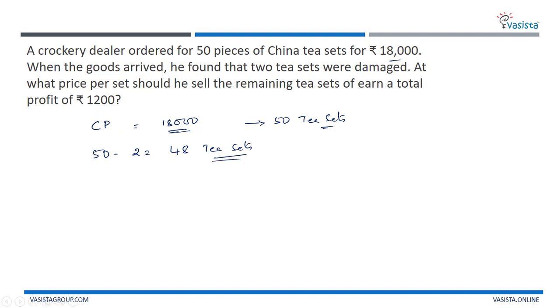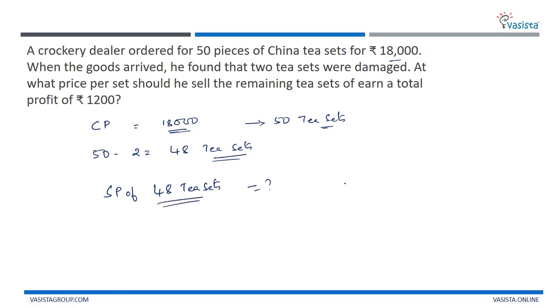At what price per set should he sell the remaining tea sets to earn a total profit of 1,200? Suppose we are supposed to sell it for how much? That is what we are supposed to find now. The selling price of the 48 tea sets, this is what we need to find out.